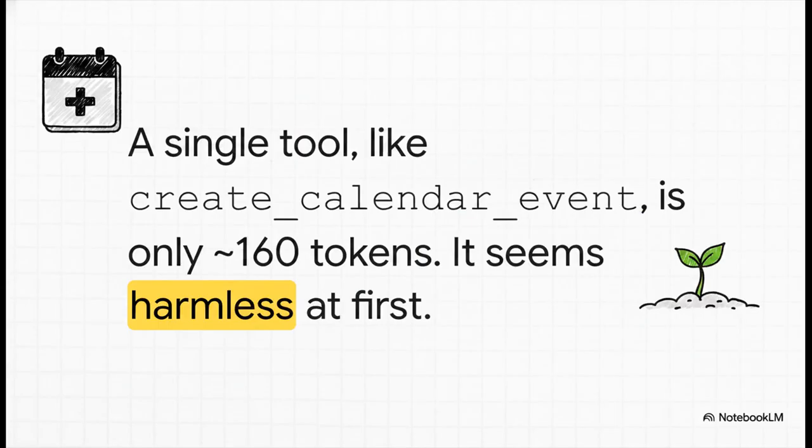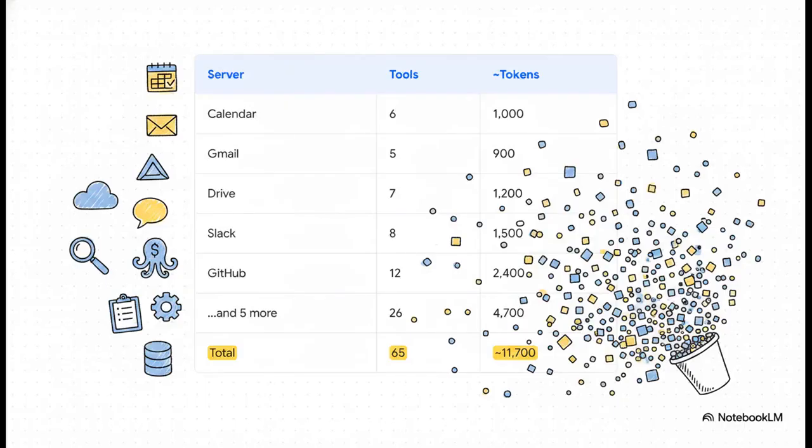And what's really sneaky about this is how innocently it all starts. A single tool, right? Maybe one to create a calendar event. Its schema might only be about 160 tokens. That feels totally fine. It's practically a rounding error. But of course, nobody builds a useful agent with just one tool. And this table illustrates the problem perfectly.